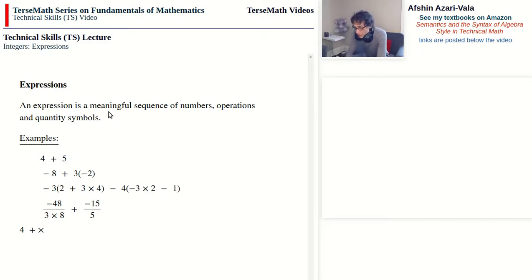Now, when we say meaningful, we have to be careful about what we mean by that. Meaningful means that the operations and the numbers that are involved in an expression are sequenced in such a way that the expression can be worked out. So for example, I can add 4 and 5 and get 9. So in the end, we should be able to do the additions, subtractions, multiplications, divisions and such, and other operations. And in the end, we should be able to come up with one final answer for the expression.